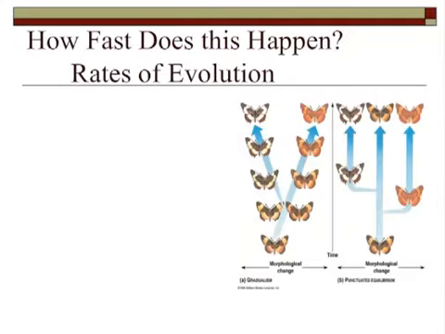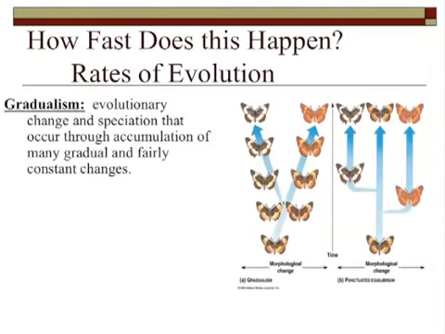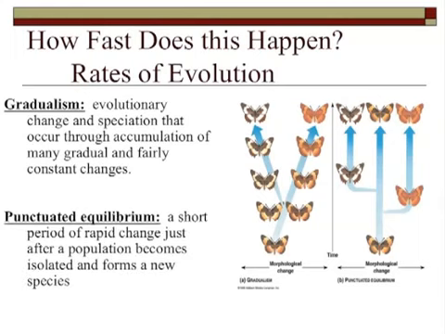So now, how fast does that divergent evolution actually happen? It depends on the environment and it depends on the organism. So there are two ideas. There's gradualism, which is the slow change, a slow accumulation of minor changes until you end up with two different species. Then there's punctuated equilibrium, where you have a short period of rapid change. So all of a sudden, a new population is a completely different color, not just a slightly lighter shade. And that's called punctuated equilibrium.